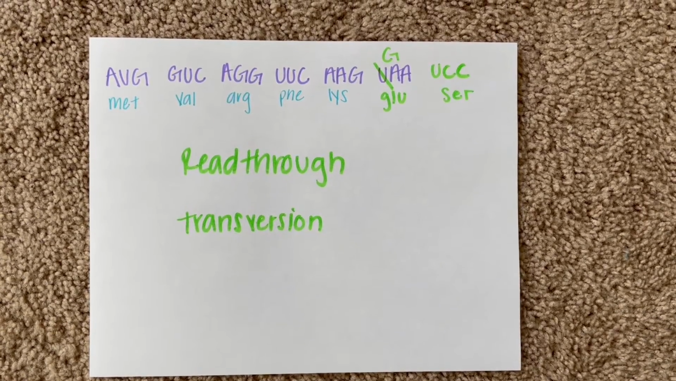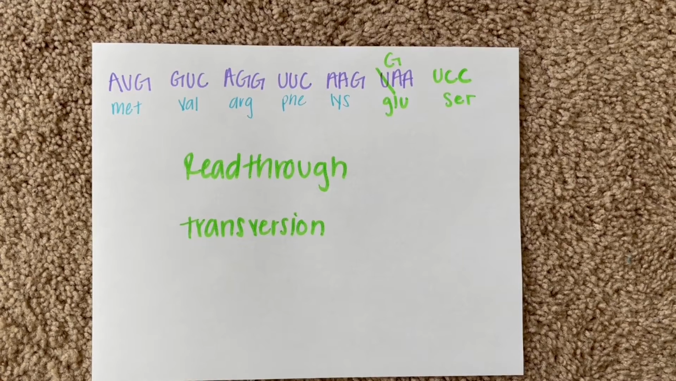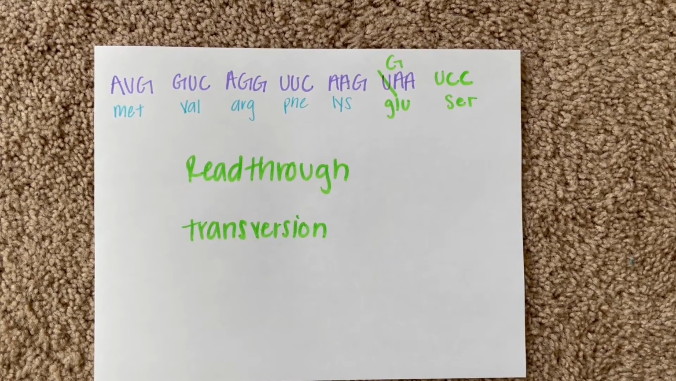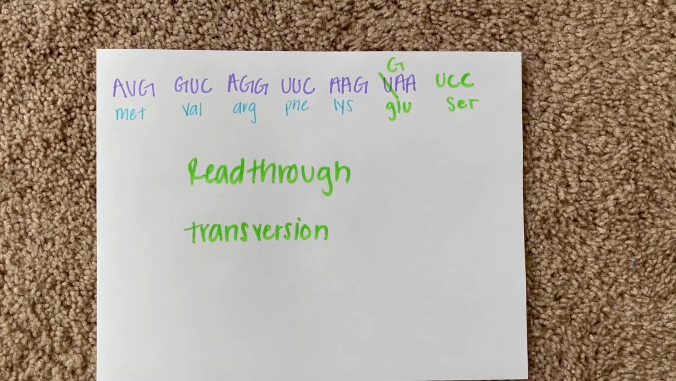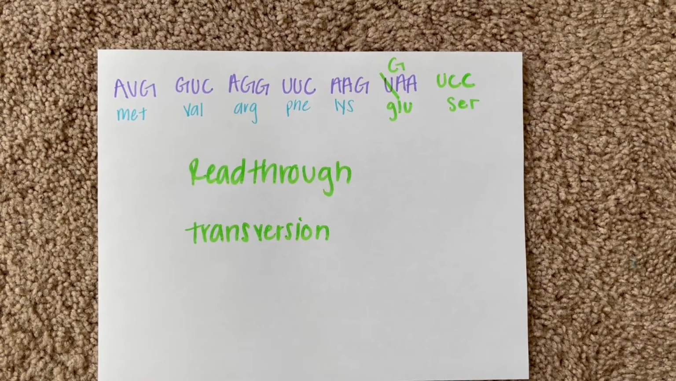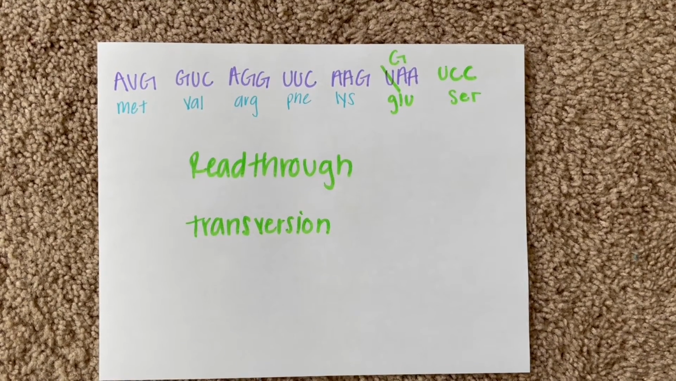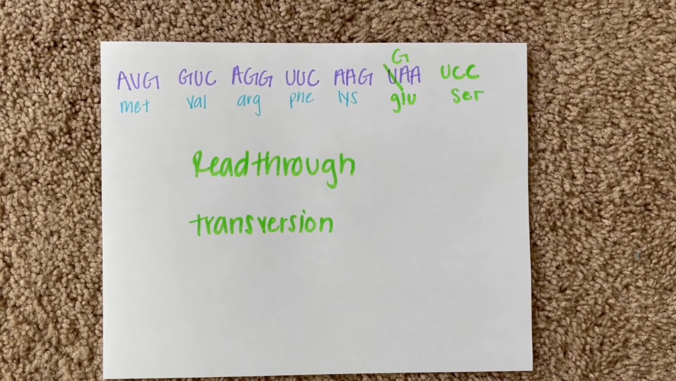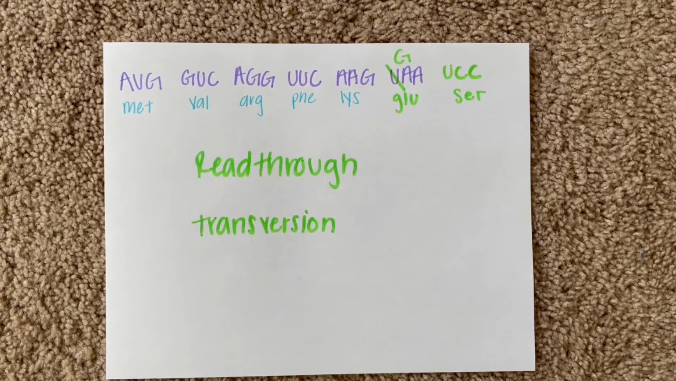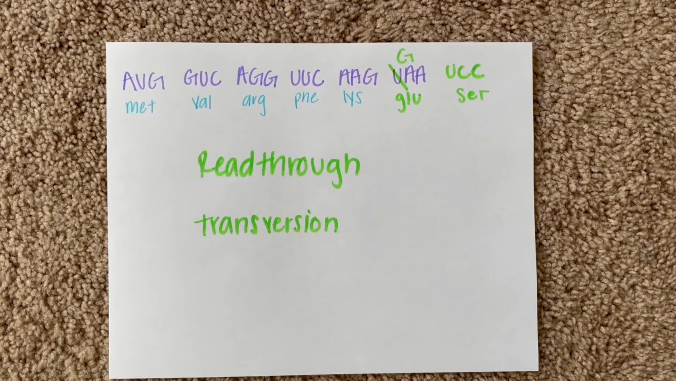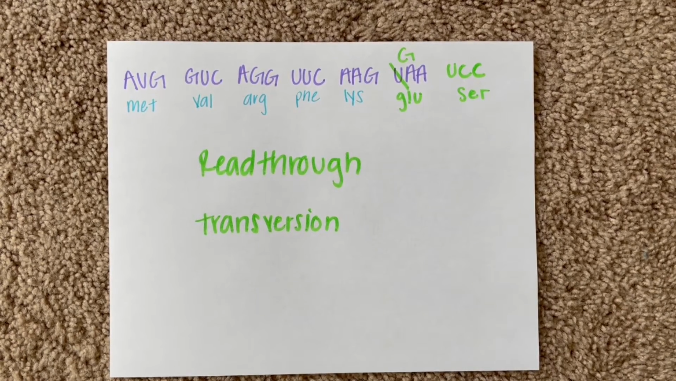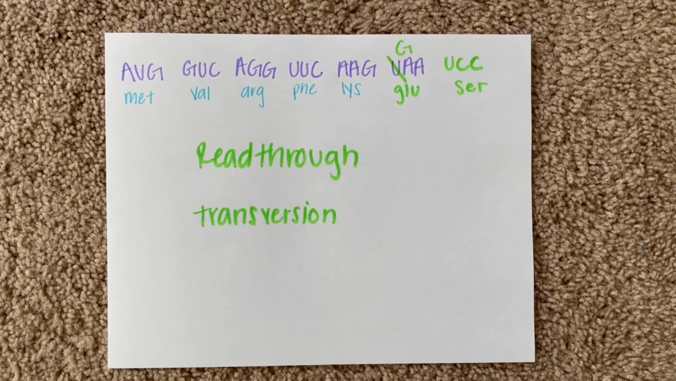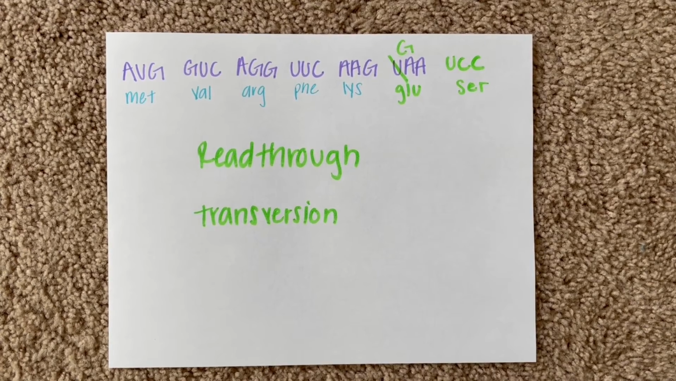Another type of mutation is a read-through mutation. This is when a change in a base pair changes a stop codon into a coding amino acid. In this example, the U was changed to a G, and instead of terminating the protein, another amino acid was coded instead. So it will continue coding until it reaches a stop codon. This is also an example of a transversion mutation.